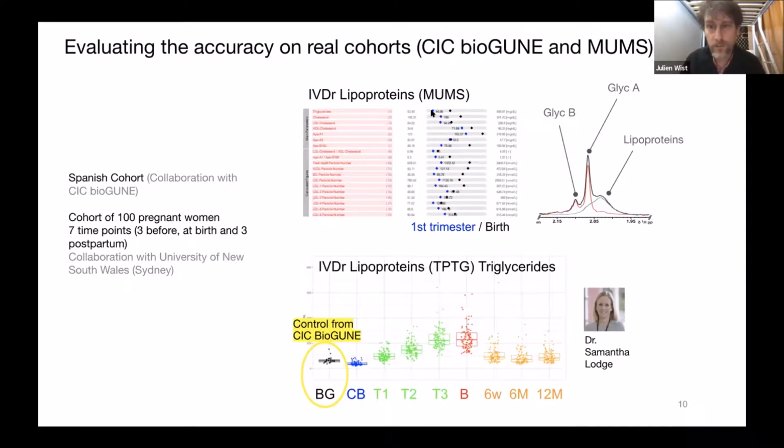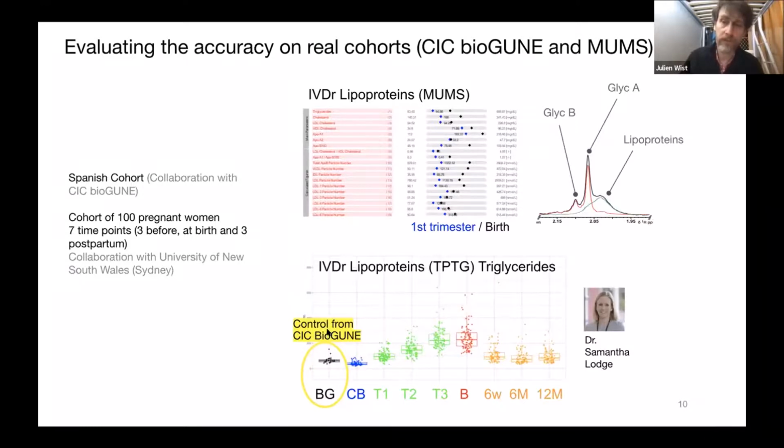We can see that in blue, the first trimester, and in black at birth, most of the lipoprotein parameters are strongly increased. Then, as you can see in one of the parameters I've just selected, after birth in red, most of the parameters are going back to normal after 6 weeks, 6 months, and then 12 months.